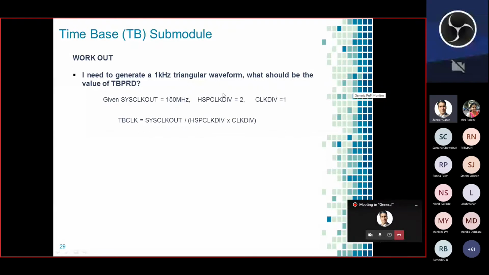It is fixed. HSP clock division, this is high speed clock division, actually this will be used as a prescaler. Prescaler means, how would I explain, let us say you have a 150 megahertz processor. You can use it as a 75 megahertz processor also, or as a 15 megahertz processor. If you divide this system clock frequency by 2, it becomes 75 megahertz. If you divide it by 10, it becomes a 15 megahertz processor. This is just a prescaler.